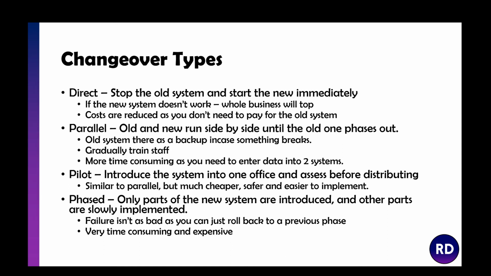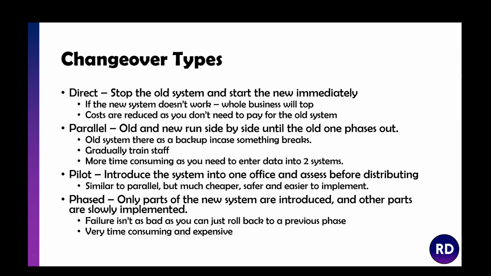And then you've got a phased system where only parts of the new system are introduced and other parts are slowly implemented. So you maybe just do one section of it, then another section, then another section. Now, if something goes wrong, so say you've implemented 3 out of 5 and the fourth one breaks, you can just roll back to the previous phase and go back and fix the old one. However, this takes up a lot of time and it can become very, very expensive.